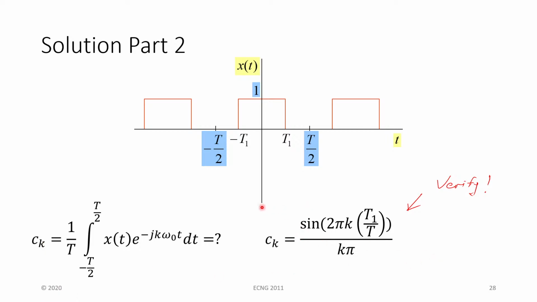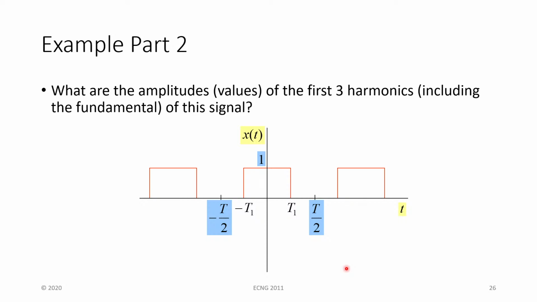So once we do the integration with respect to the exponential form, we'll end up getting the CK equation equal to sine 2 pi k t1 divided by t, all divided by k pi. Oh, okay, we have a question here. Sure, I can go back over how we got the 2t1.